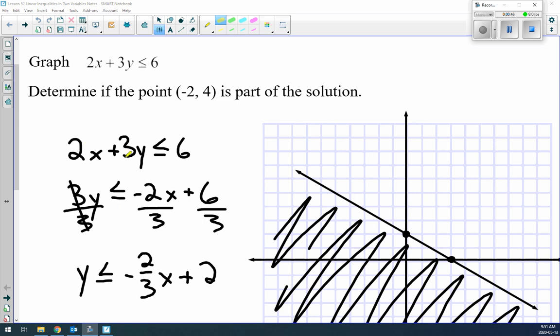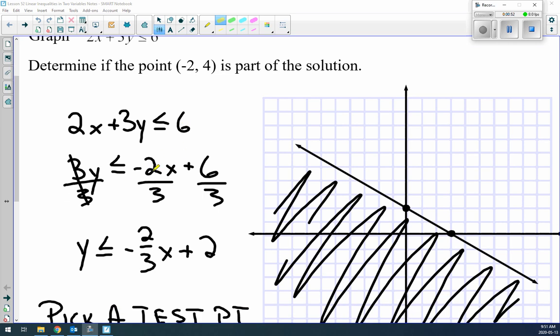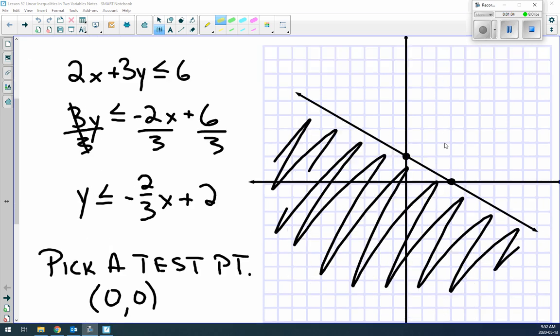So we got 2x plus 3y less than or equal to 6. For us to be able to graph this, let's turn it into y equals, so we want it in slope-intercept form. We move everything around, and we end up with y less than or equal to negative 2/3 x plus 2. Okay, so let's graph this.